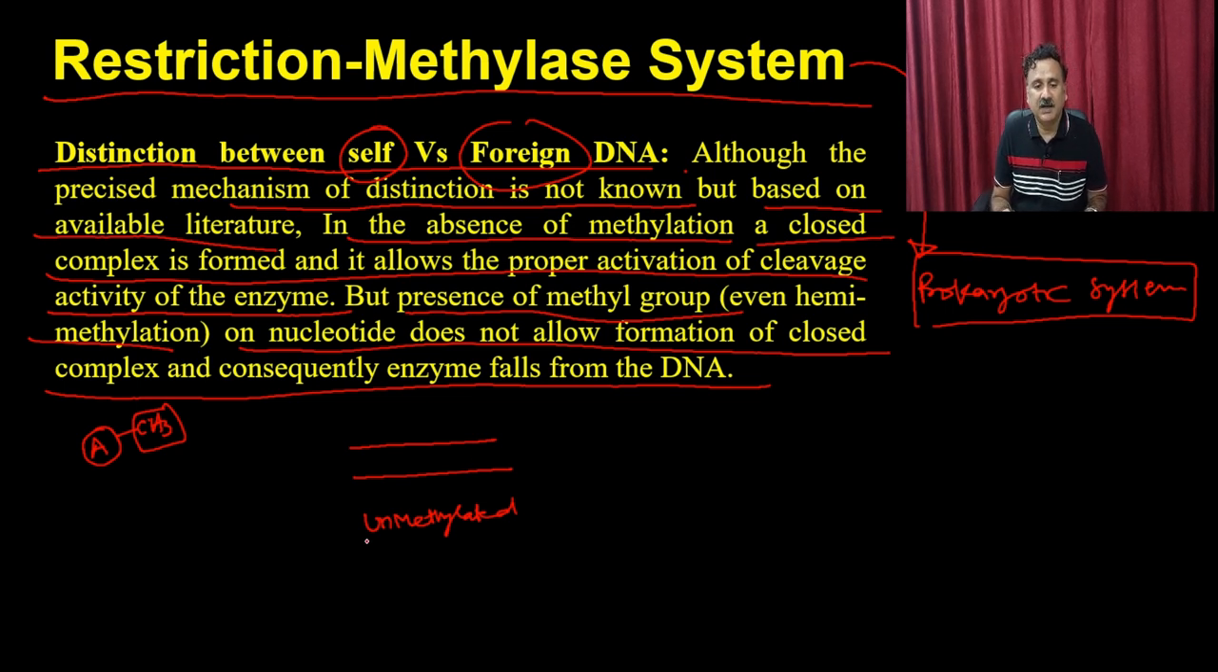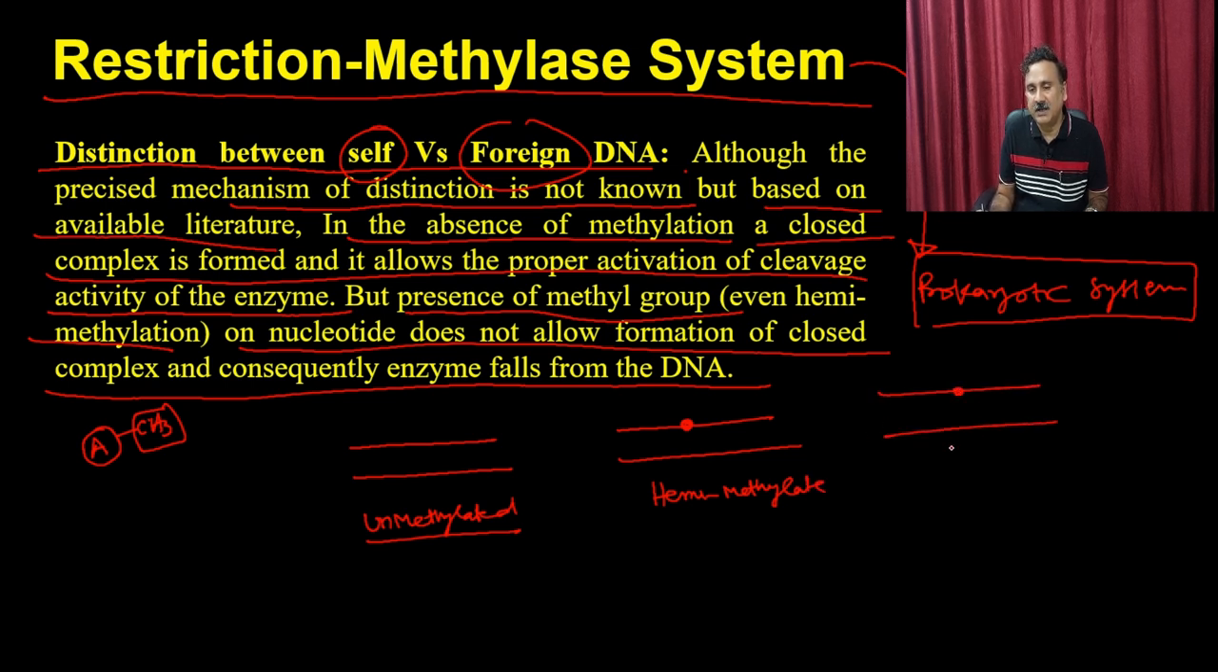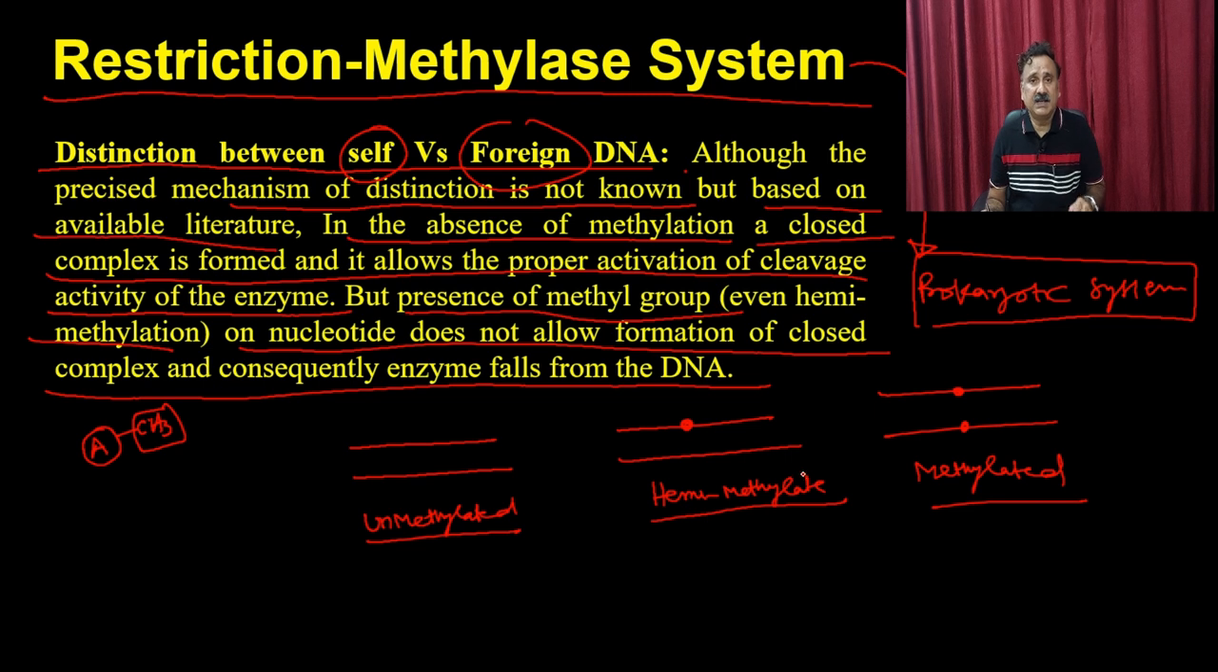So, you are going to have the unmethylated DNA, you are going to have the hemimethylated DNA, and then you are going to have the methylated DNA, where the methylation is present on both the strands. Now, these two DNAs are protected from the restriction enzyme's action, okay? And these two forms are generated during replication. This is the DNA present in the cell under natural conditions.